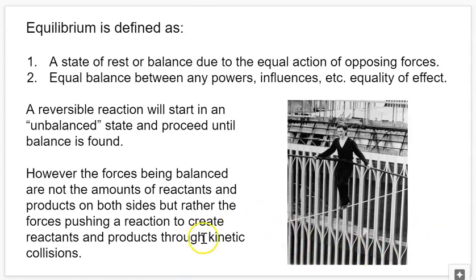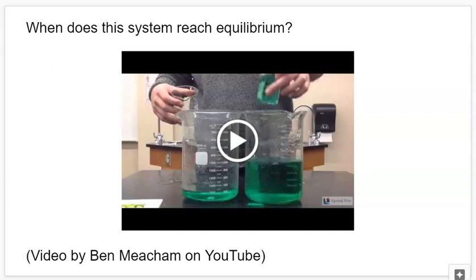However, in chemistry, the forces being balanced are not the amounts of reactants and products on both sides, but rather the forces pushing a reaction to create the reactants or the forces pushing a reactant to create products, which are controlled by kinetic collisions. So let's look at a little demonstration here. I want you to watch this video and think about, when does this system reach equilibrium?